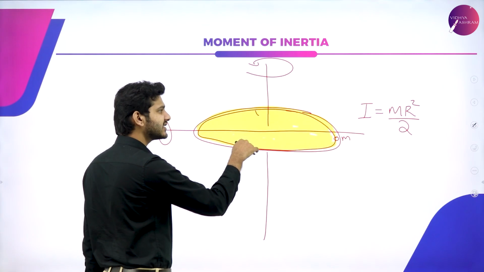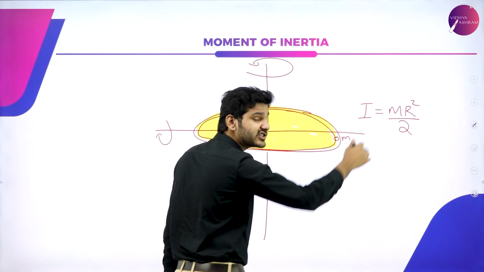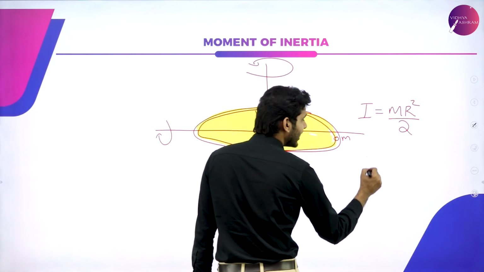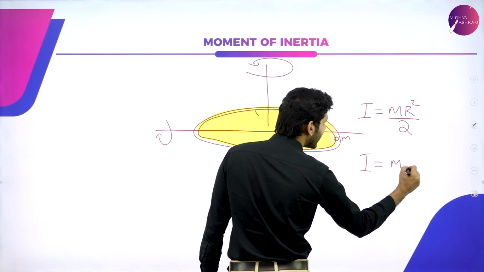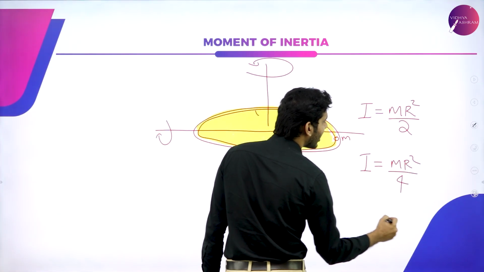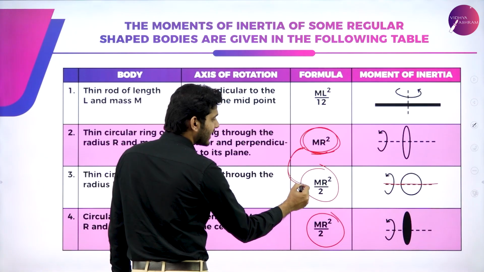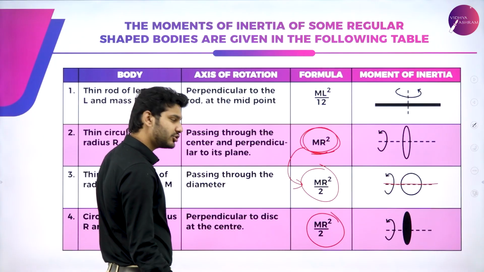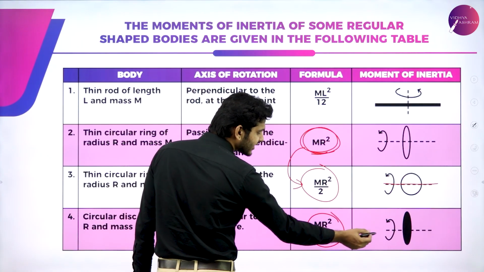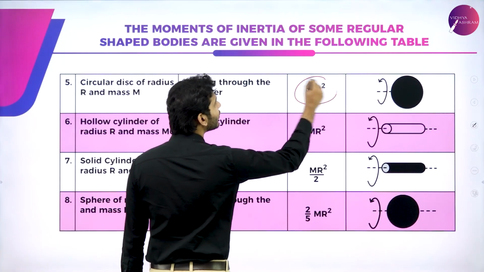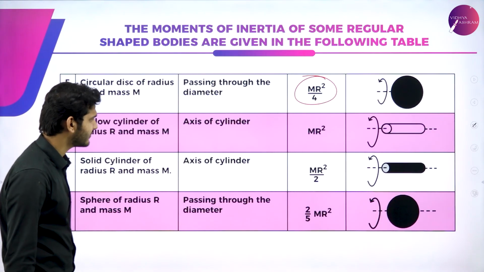For a circular disk, it was MR² by 2, which means along the diameter, automatically I is equal to MR² divided by 4, half of that. Right? Here it was MR², that became MR² by 2. Just like that, this MR² by 2 will become MR² by 4. No other difference is there.